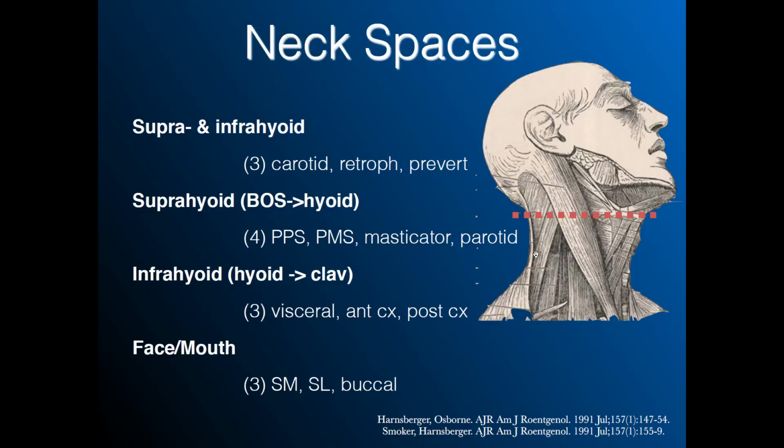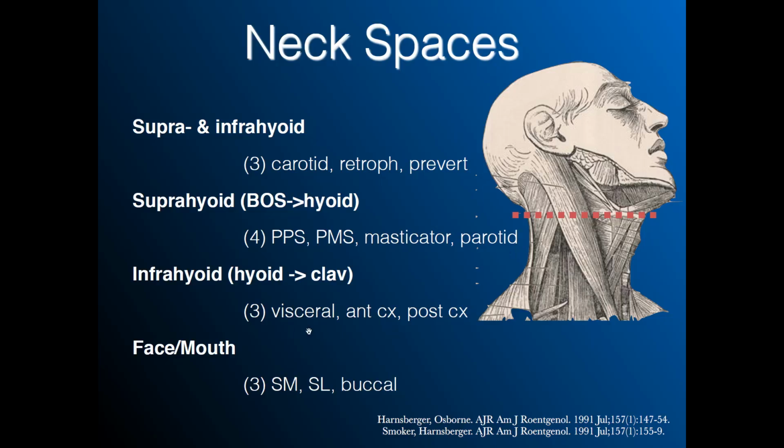The next spaces, the hyoid plays an important role. There are spaces that are both above and below the hyoid, just 3: the carotid, the retropharyngeal, and the prevertebral space. Then there are spaces that are only above the hyoid, and this is the parapharyngeal space, the pharyngeal mucosal space, which is basically the oropharynx and the nasopharynx. And then the masticator space is only above the hyoid, and the parotid space.